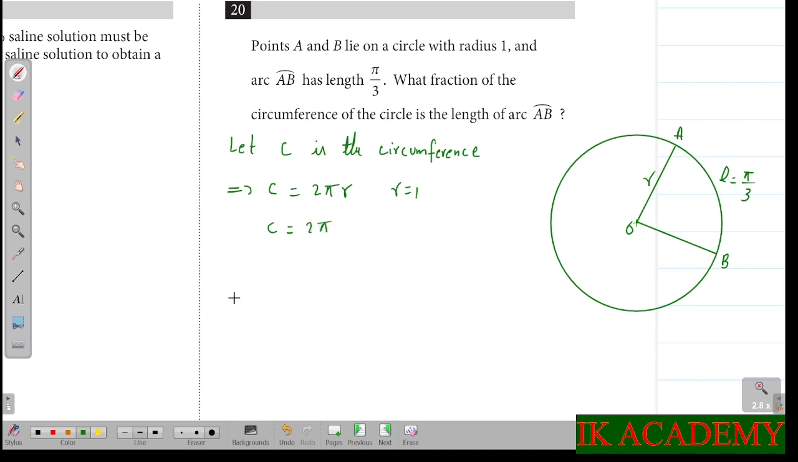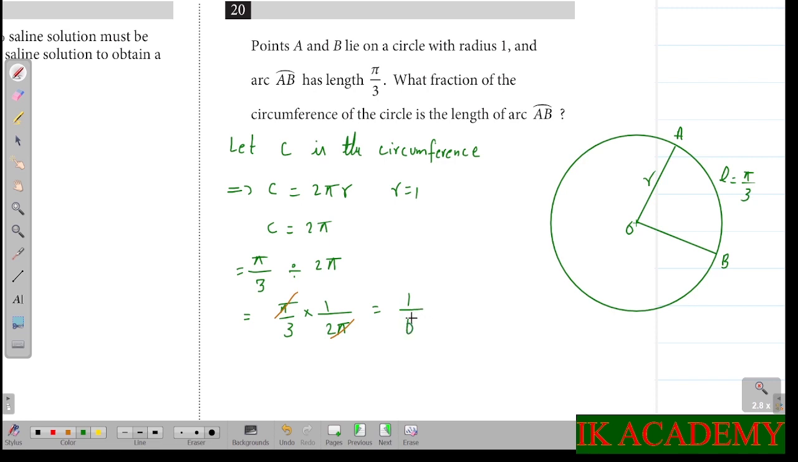To find the fraction of the circumference that the arc AB is, divide the length of the arc AB by the circumference. The length of the arc AB is pi by 3, and we need to divide it by 2 pi. So it will be pi by 3 multiplied by 1 by 2 pi. Pi will cancel with pi, so the answer will be 1 by 6.